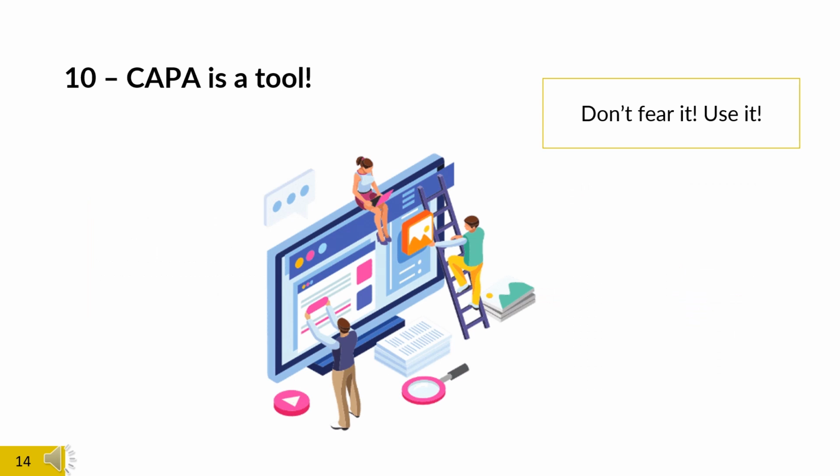And we have reached the last point, number 10. CAPA is a tool. So CAPA is a very useful tool to investigate and solve quality problems and to take appropriate and effective corrective and or preventive actions. It should not be something to fear. It is just part of the quality management system, just like deviations, non-conformities, and management reviews. It is just a tool to be used and should not be seen as something to not do or something to prevent.